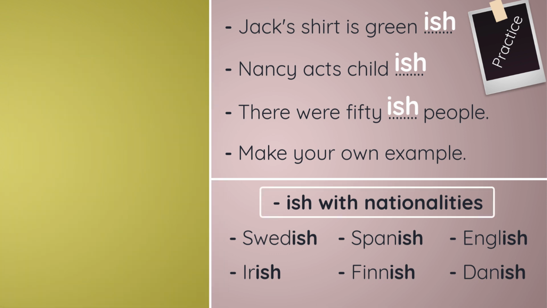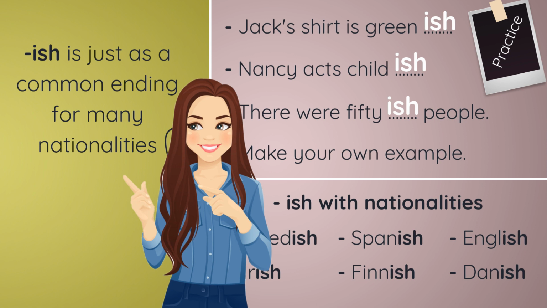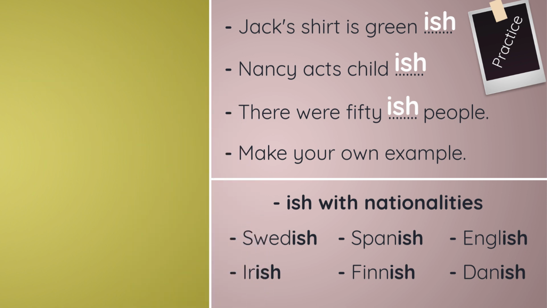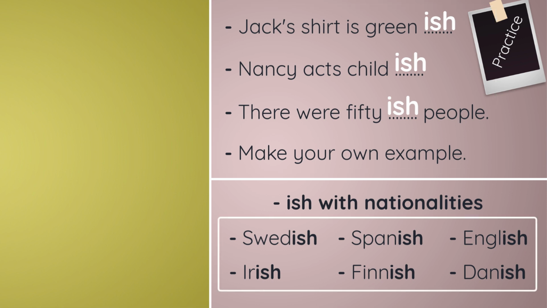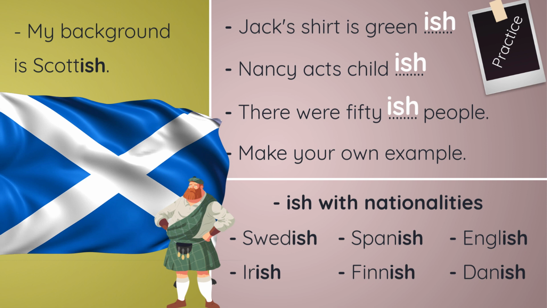Well, what about ish with nationalities? You might have seen nationalities like Swedish, Irish, Spanish, Finnish, English, Danish, Scottish. You'll notice these all have the word ish with them. When we are talking about nationalities, ish does not mean a little or somewhat. We use it just as a common ending for many nationalities. So the way we use it here has a different meaning than the way we use it with nationalities. For example, my background is Scottish. It's Irish. It's English. So we can use it to describe people from certain countries and also languages.